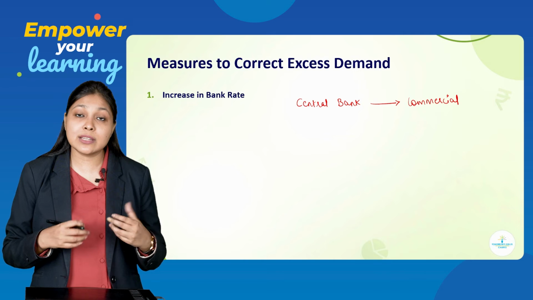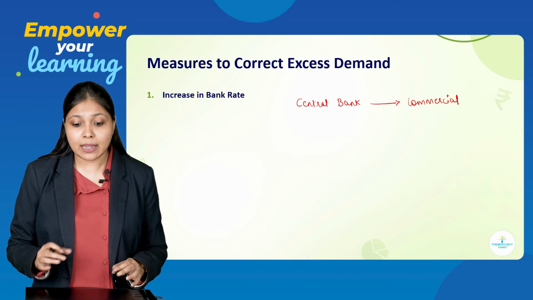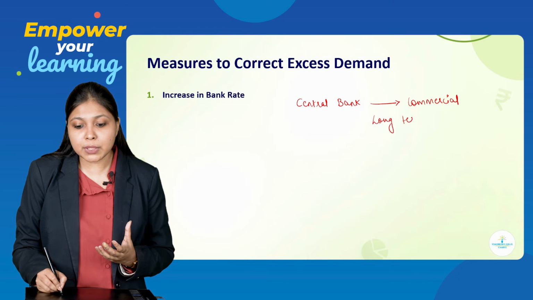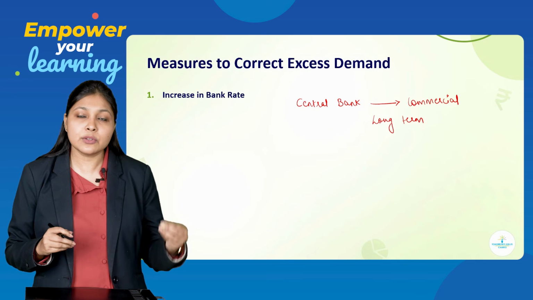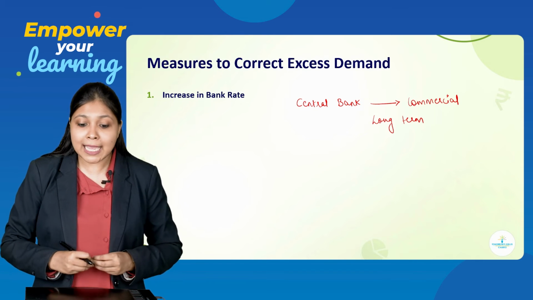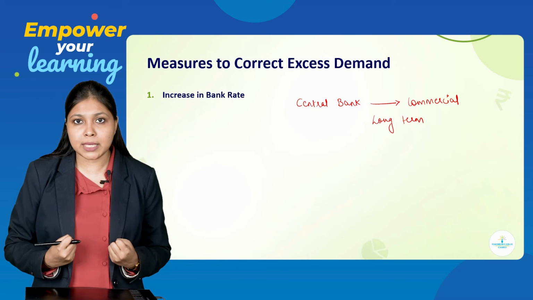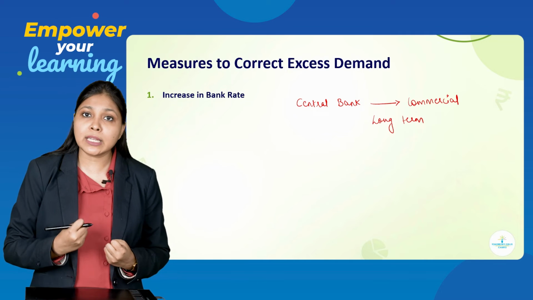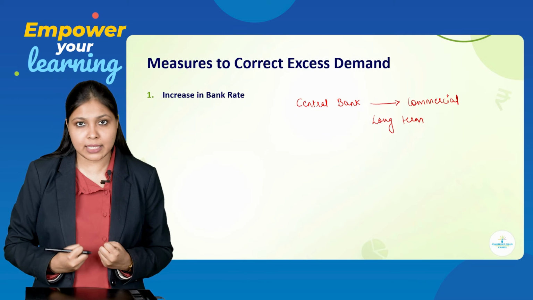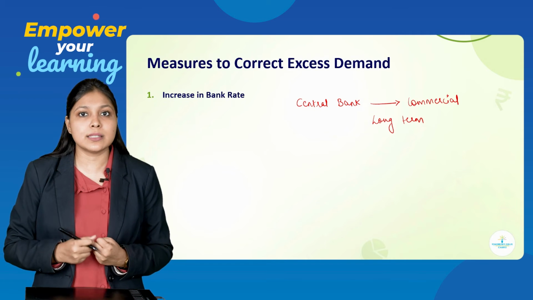They will charge interest on it. So that interest is nothing but bank rate. This is usually done for a long term period. So here the central bank is providing loan to commercial banks for a longer period of time. So basically, when there is too much money flowing in the economy, what RBI does is reduce that flow of money in the economy. So for that, what will RBI do? RBI will increase its bank rate.